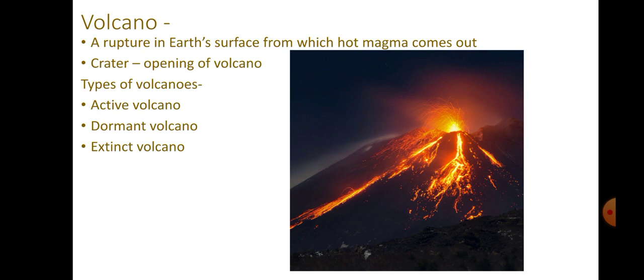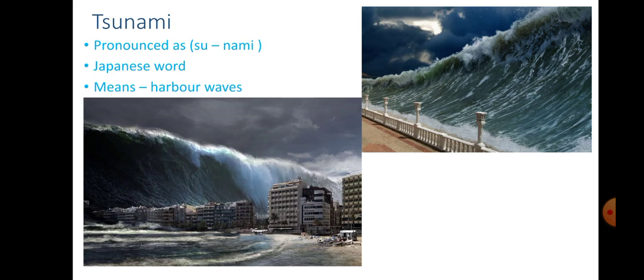For example, the Emperor Seamount chain in the Pacific Ocean, and there are many more. Okay, so these are a few examples I have given, one or two examples for each type of volcano. Okay, your next one is tsunami.